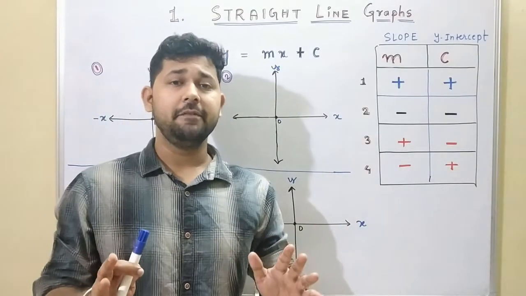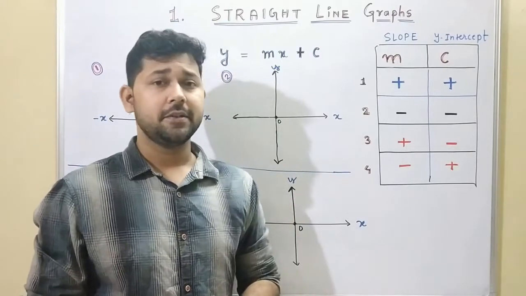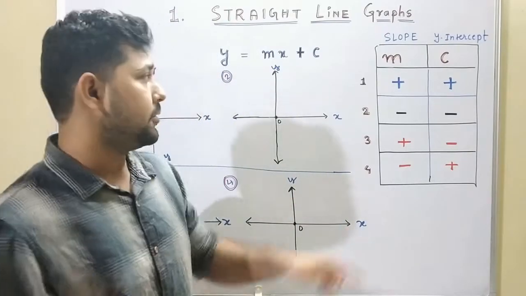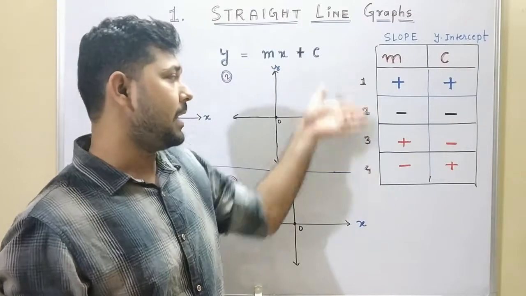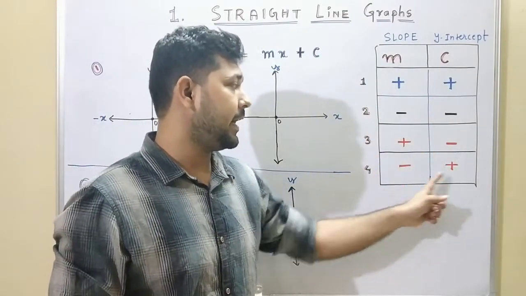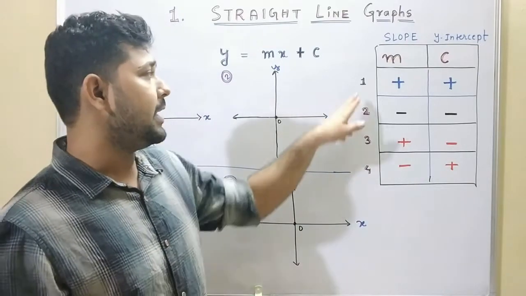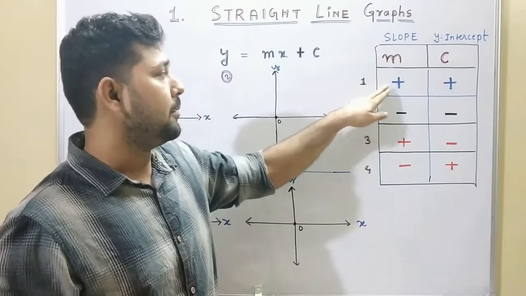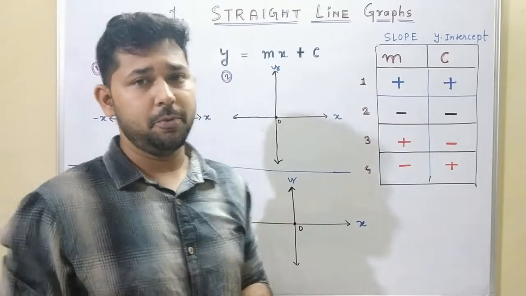For that I need four equations, and in those equations the m and c values will vary. So I have taken all the possible values. First one is positive, positive; negative, negative; positive, negative; negative, positive, respectively. So let's begin with the first graph. The m value is positive and the c value is positive.